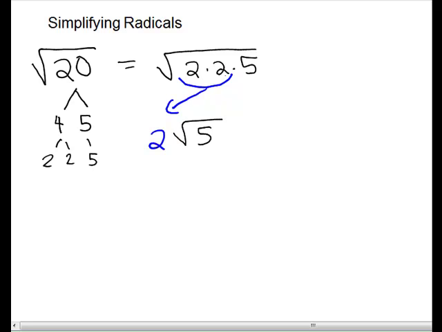This is like taking the square root of 4, which is a plain 2 with no radical symbol. The 5 has to stay underneath because it doesn't have anything to go with it to make a square. This is simplified form. There is no square left under the radical. You would read that as 2 times the square root of 5.